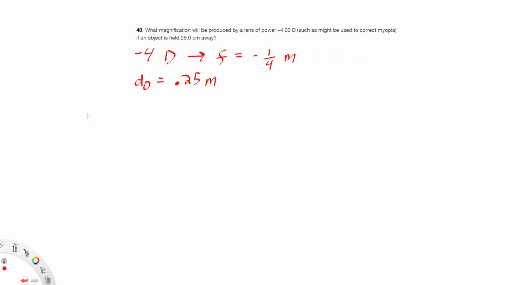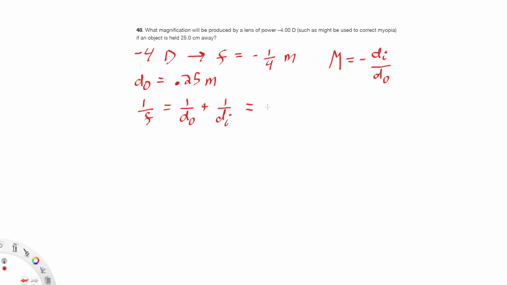If we had both the image distance and the object distance, we'd be able to get magnification, right? Because the magnification of a lens is the negative ratio of the image distance to the object distance. So we don't have the image distance, but we can actually use the thin lens equation to get it because we have the focal length. So 1/f equals 1/do plus 1/di.